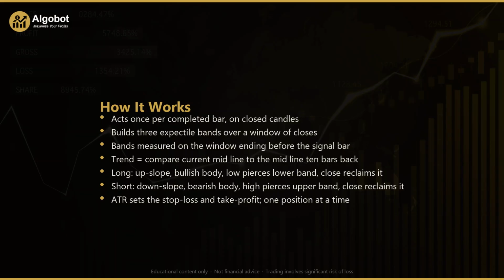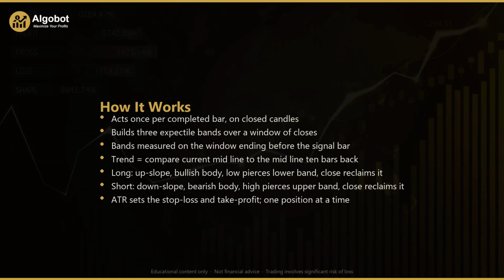Now the entry conditions. For a long, three things must line up. The trend must be up, the just closed candle must have a bullish body, meaning it closed above its open, and that candle's low must have pierced the lower expectile band while its close finished back above it. That combination describes a shallow dip into the band that was immediately reclaimed.